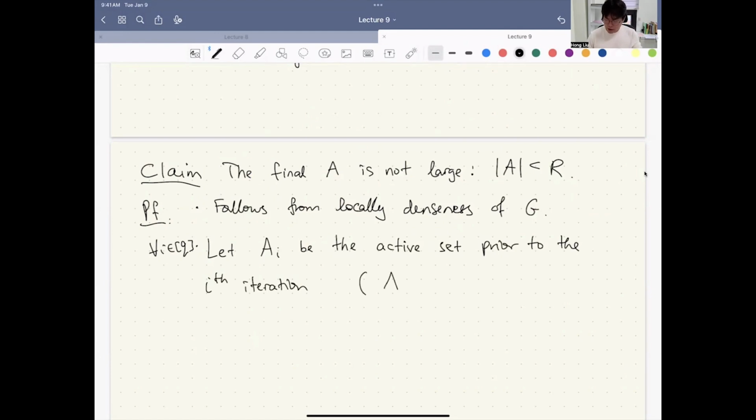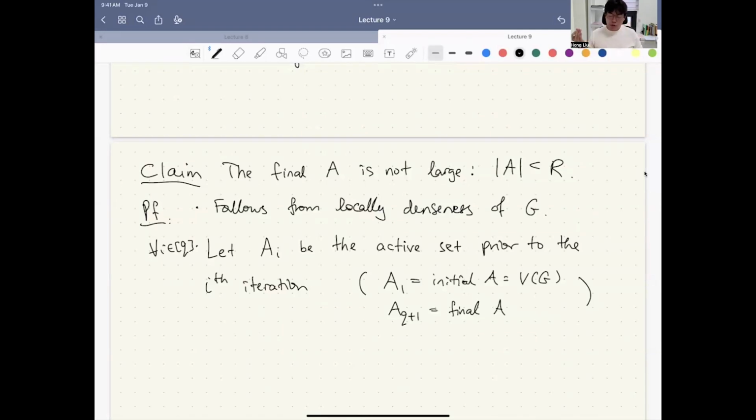So what does it mean? A1 is the set prior to the first iteration. And remember, we set the initial A, this is the initial A, is V of G. And AQ plus 1, we only carry out Q steps. So AQ is the active set just prior to the Qth iteration, the last step. So AQ plus 1 is the final A.